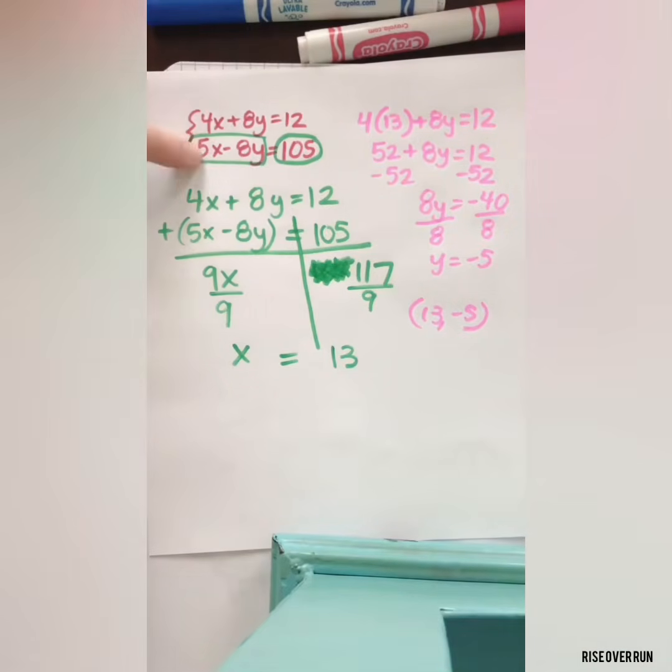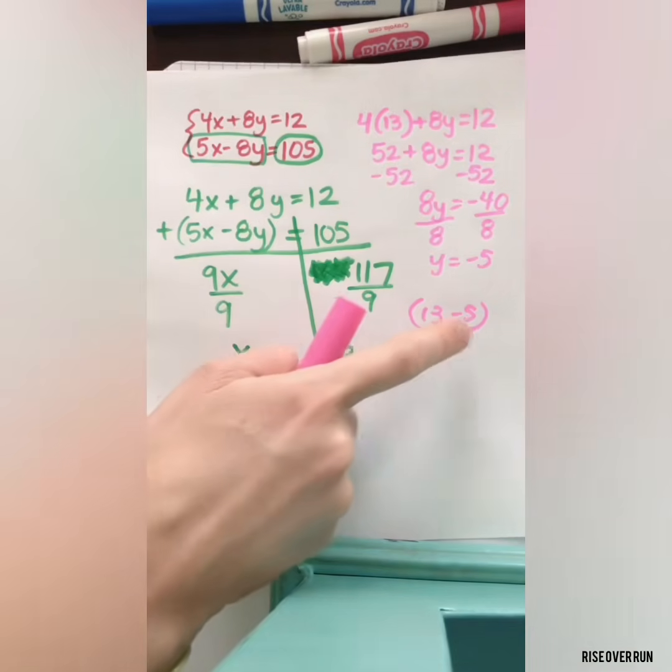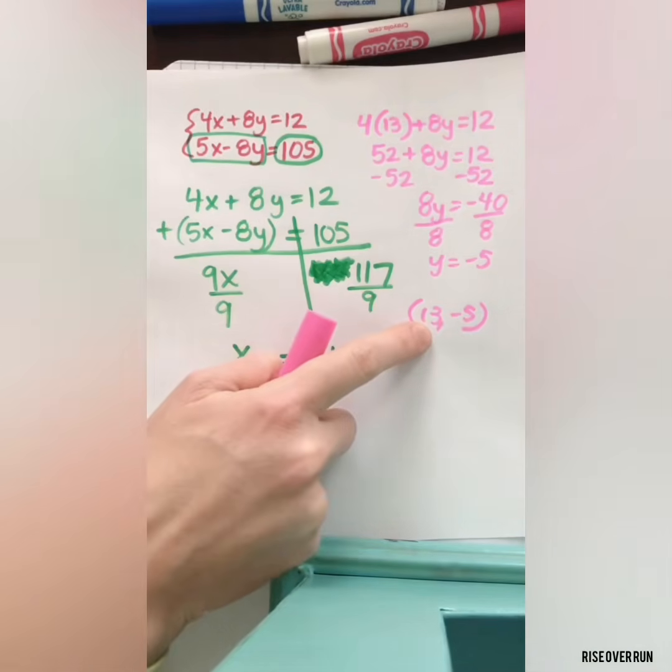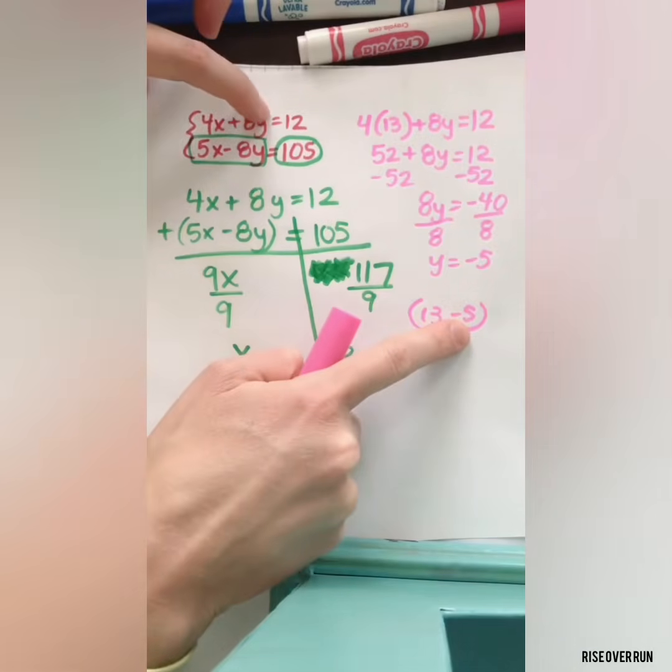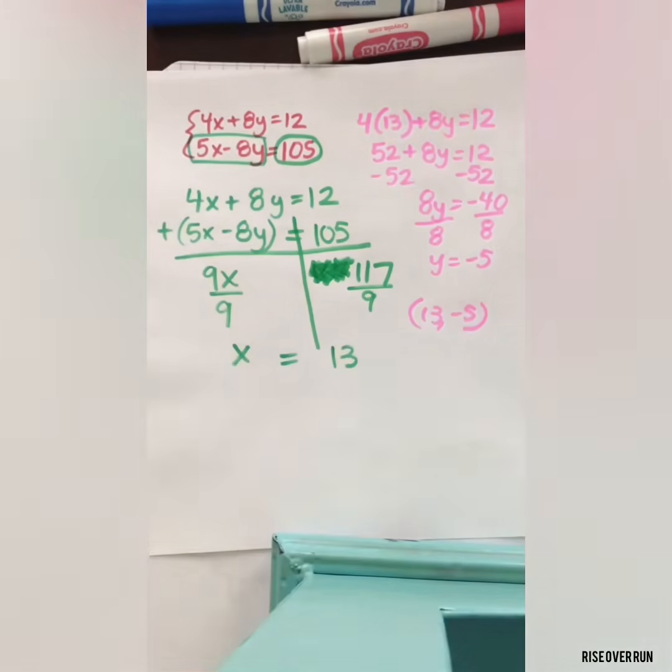Remember, if I were to graph these two equations, they would intersect at one point, and that one point would be at 13, negative 5. If I plug 13 in for x and negative 5 for y, it will work in both of those equations.